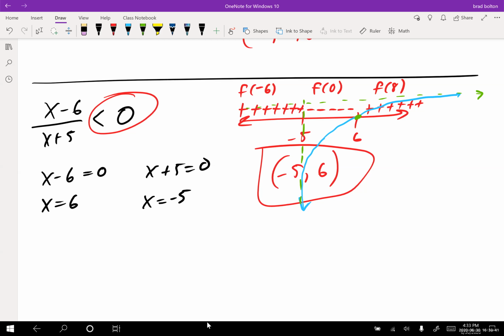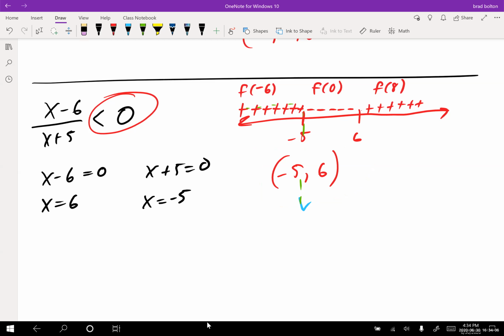So I'm just going to erase the graph for the most part. Okay. I know if I erase that, yeah, I knew that was going to happen. And then we got that, and then we got that. Okay, so yeah, graphically is okay, but I really like the sign chart. So we're at -5, 6.